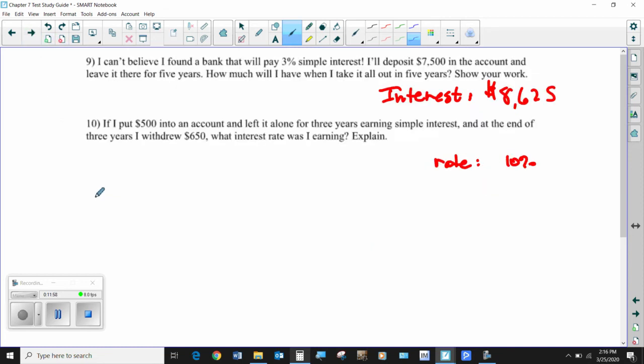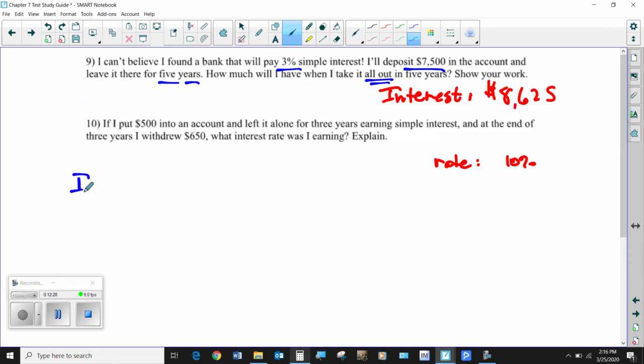All right, what do we have? A couple more simple interest problems at the end again. I can't believe I found a bank that will pay 3% simple interest. I'll deposit $7,500 in the account and leave it there for 5 years. So you got your interest rate, your deposit is your principal, and the terms are for 5 years. How much will I have when I take it all out? Okay, so how much will I have? I don't know. Let's just figure this out.